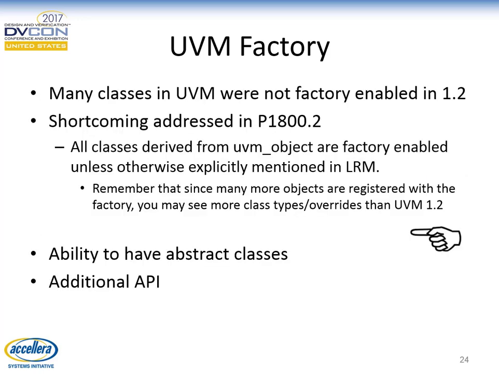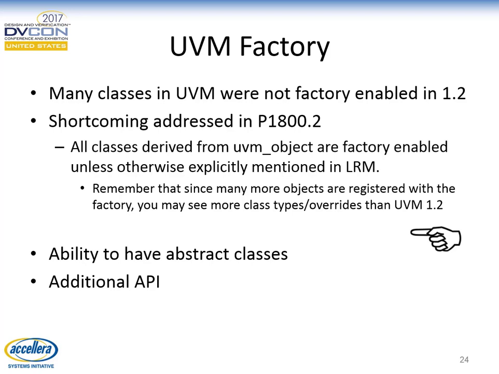This is also a place where we want to talk about big changes. There were many classes in UVM that were not factory enabled. This was a shortcoming. A lot of us saw it as a shortcoming. All classes, I repeat, all classes derived from UVM object are factory enabled by default, unless otherwise mentioned in the LRM. So the big thing you have to notice is that since many more objects are now registered in the factory, if you remember the factory.print 012 that Srini and us had given in last year's DVCon, wherein we talked about how to debug the factory, the point here is that there are a lot more classes now registered in the factory.